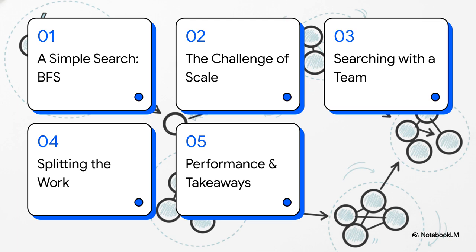So, here's our game plan. We're going to start with the basics, the classic breadth first search, or BFS. Then we'll look at why that simple approach just completely falls apart at a massive scale. After that, we'll bring in a team, look at 2 different ways they can split up the work, and finally, we'll see which strategy actually comes out on top.